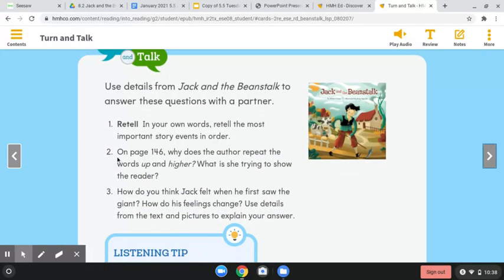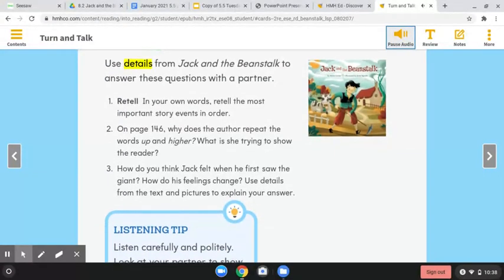Turn and talk. Use details from Jack and the Beanstalk to answer these questions with a partner. 1. Retell. In your own words, retell the most important story events in order. 2. On page 146, why does the author repeat the words up and higher? What is she trying to show the reader?